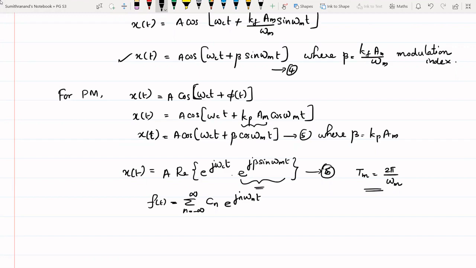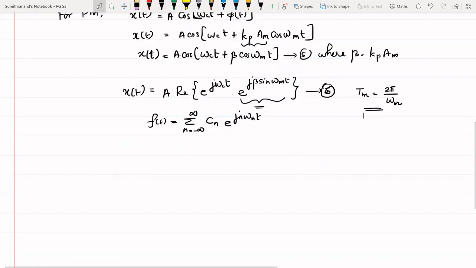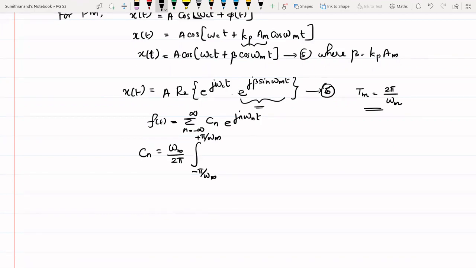So the coefficient of the Fourier series can be written as Cn is equal to 1 by T, or the reciprocal of the time period, that is omega m by 2 pi, into the integral from minus pi by omega m to plus pi by omega m of e raised to j beta sin omega m t into e raised to minus j n omega m t dt.